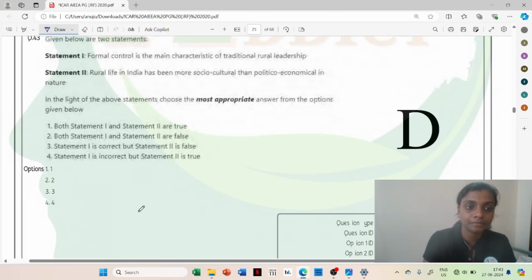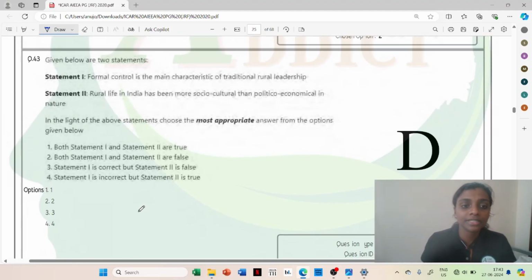Next question. Formal control is the main characteristic of traditional rural leadership. In the earlier traditional rural settings, a leader will be there who does not control the society or the village by formal means. It will be informal control. The law, anything that is through legal means, can be considered as formal control. That is mainly in modern villages, modern society. So in traditional rural leadership, formal control is not the main characteristic.